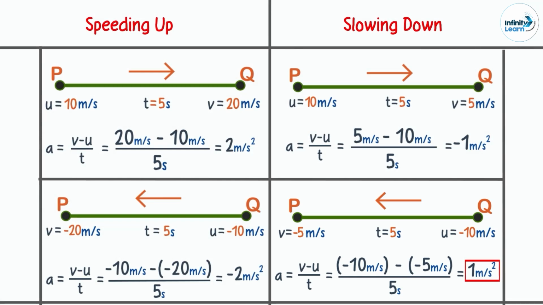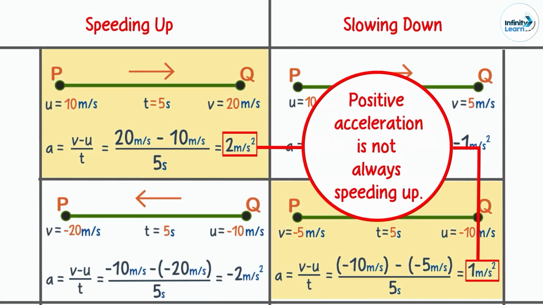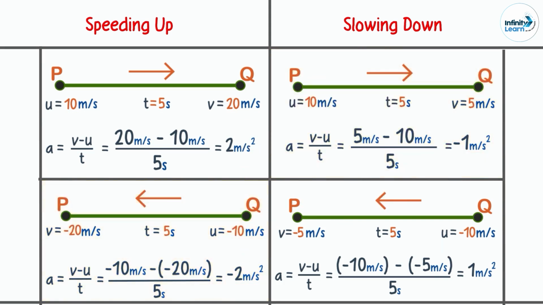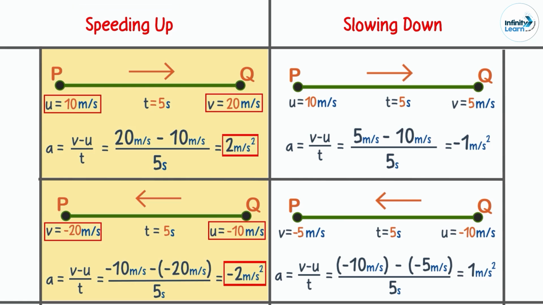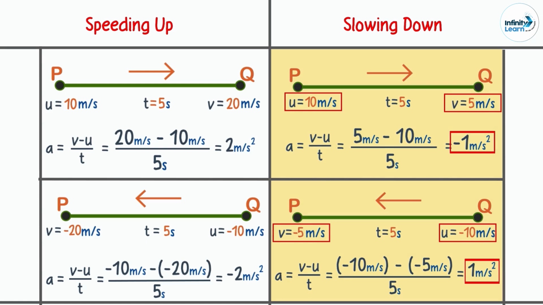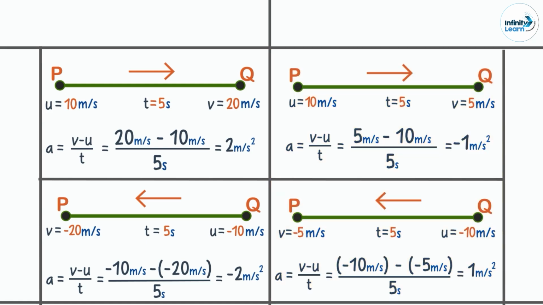So remember this. Positive acceleration does not necessarily mean the body is speeding up. And negative acceleration does not necessarily mean the body is slowing down. So when can we say that the body is speeding up or slowing down? Look at the first column. When the body is speeding up, the signs of the velocity and the acceleration are the same. And when the body is slowing down, the signs of the velocity and acceleration are different. Yes, that's what we can conclude.